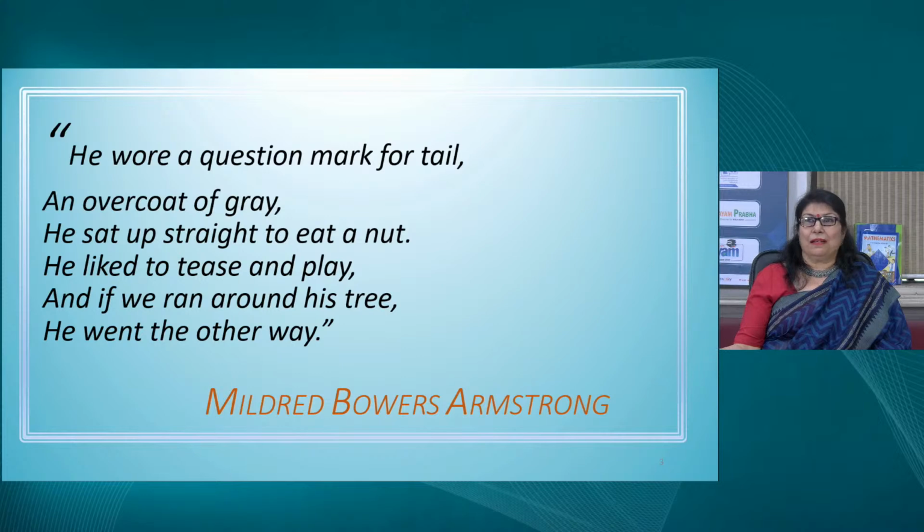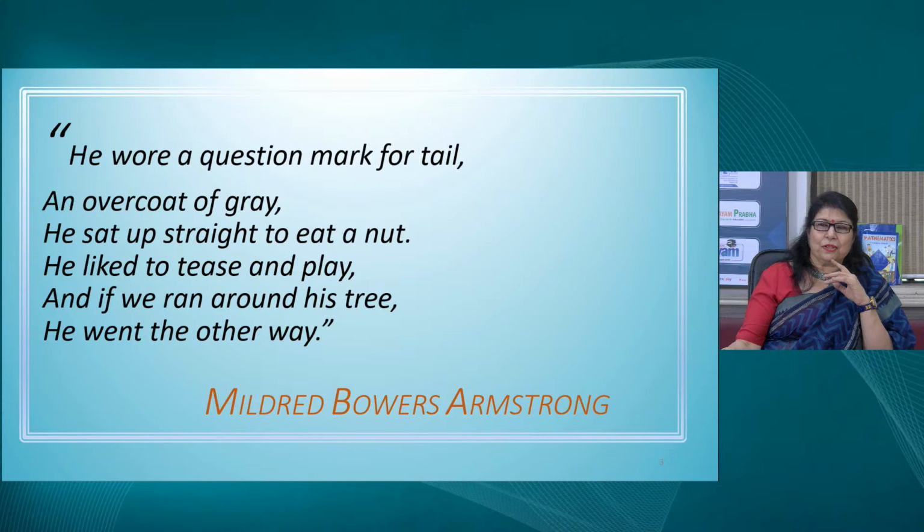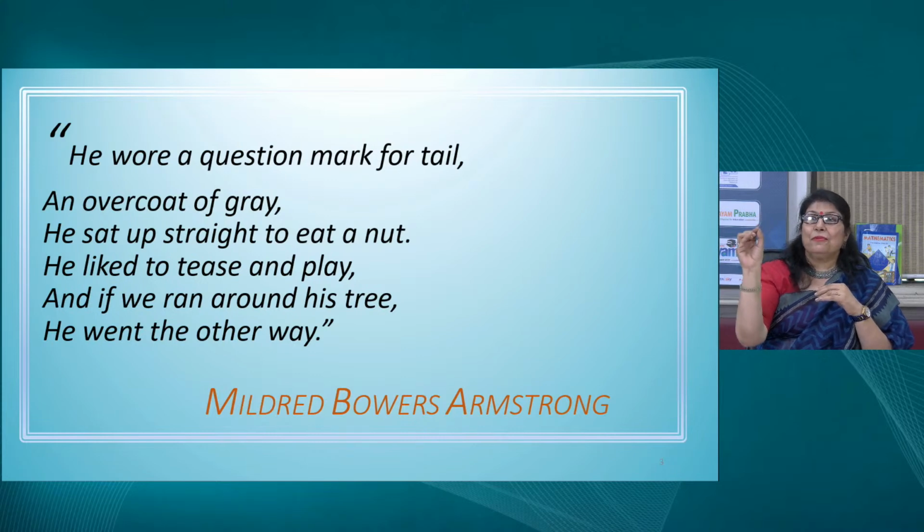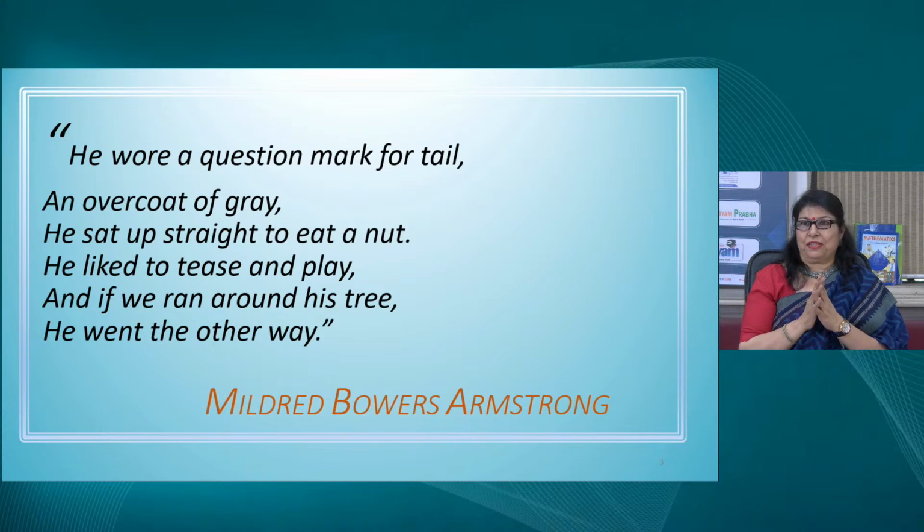And if we ran around his tree, he went the other way. Now children, please see these lines. The 6-lined poem is written inside the inverted commas. This is the observation of the poet. Okay. And you must learn the name of the poet.